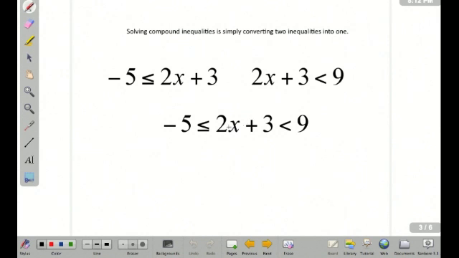So the inequality is read: 2x plus 3 is less than 9 and greater than or equal to negative 5. You could reverse that as well. You could say 2x plus 3 is greater than or equal to negative 5 and less than 9. So what we're going to do is go ahead and solve this.